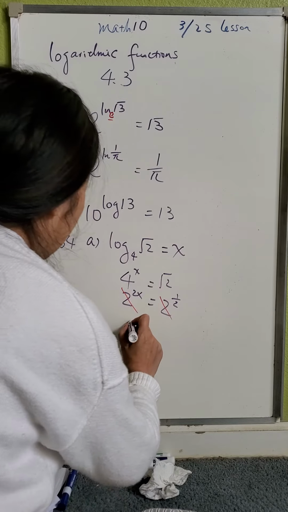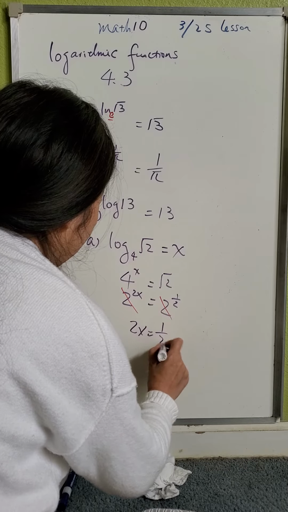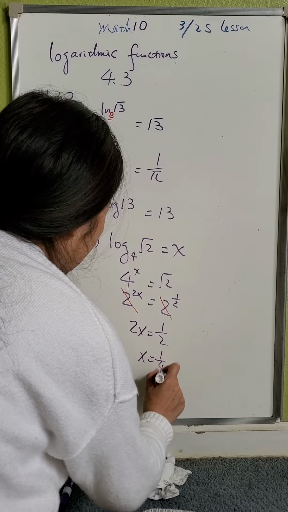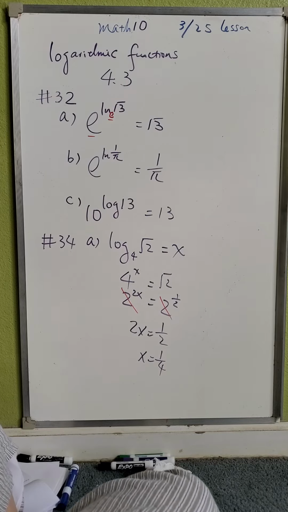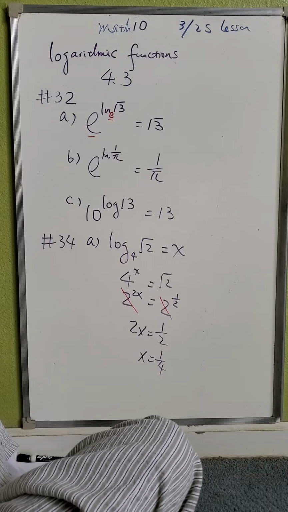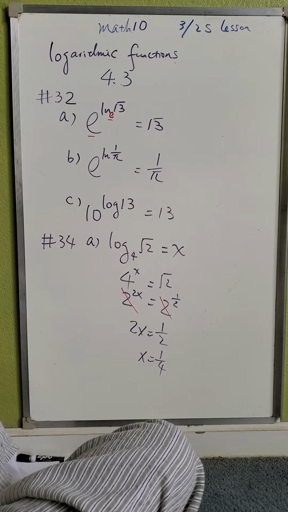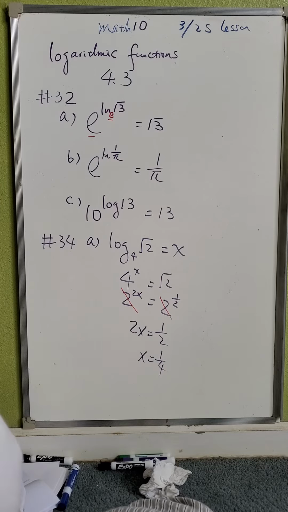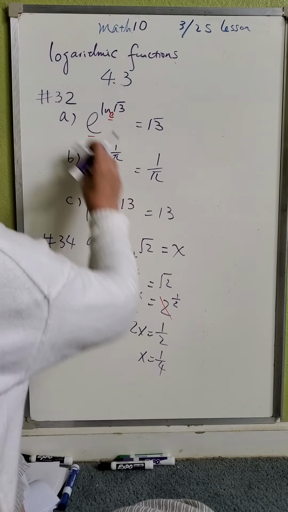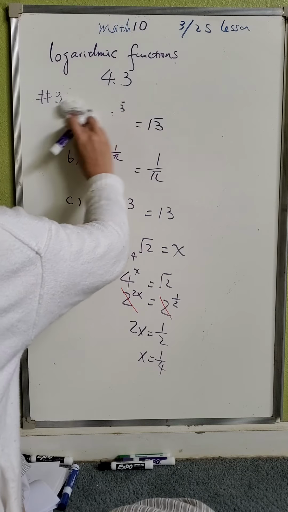And then we have 2x equal 1/2 and x equal 1/4. Okay, so that's almost like the problem we just did on number 13. So that is it for number 34. And now let's look at number 36.